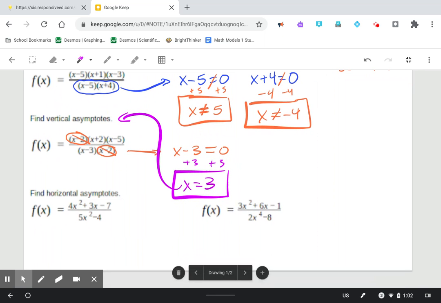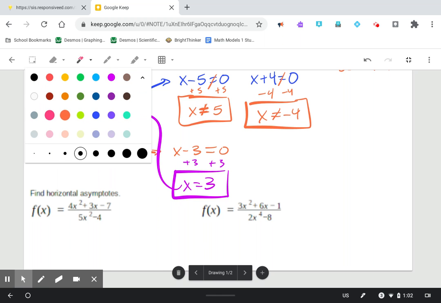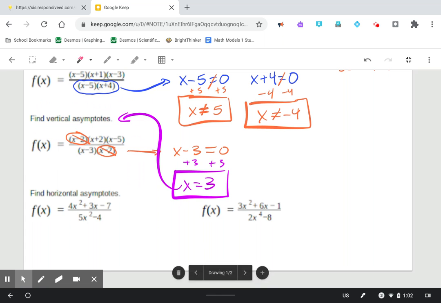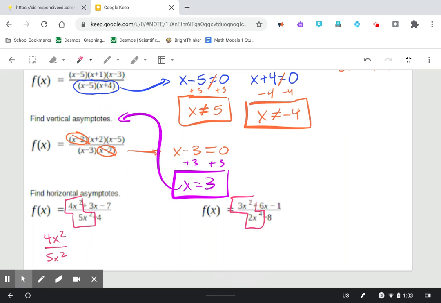Horizontal asymptotes: there are a set of rules that I posted when we did this lesson, but I'll just say it really briefly. When you do this, all you look at is the first term of each, the highest degree term. So I'm really just looking at 4x squared and 5x squared. And then over here, I'm going to look at 3x squared and 2x to the fourth. There are two main options.